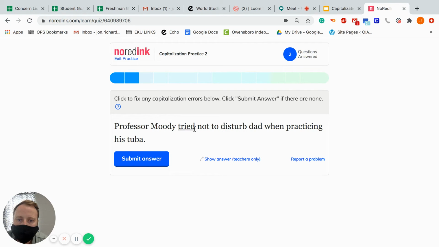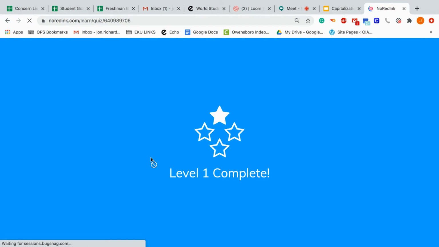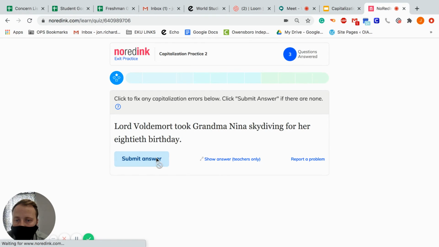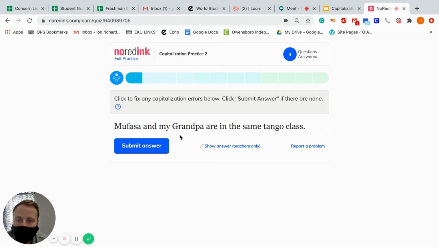Professor Moody tried not to disturb Dad when practicing his tuba. So can we replace Dad with Bob? So let's try. Professor Moody tried not to disturb Bob when practicing his tuba. Yes, that makes sense, okay? So we would capitalize Dad. Lord Voldemort took Grandma Nina skydiving. Okay, we know Grandma Nina is with a name, so that is their name. Grandma Nina is their name, so we're going to capitalize that. Mufasa and my grandpa are in the same tango class. So Mufasa and my Bob are in the, no, that doesn't make any sense. So we don't capitalize it.